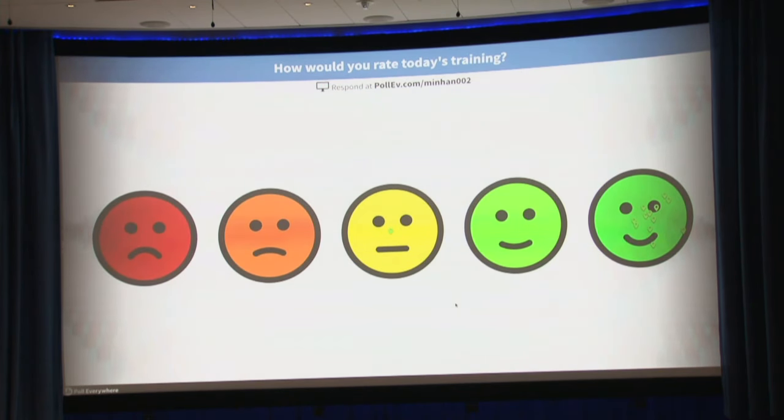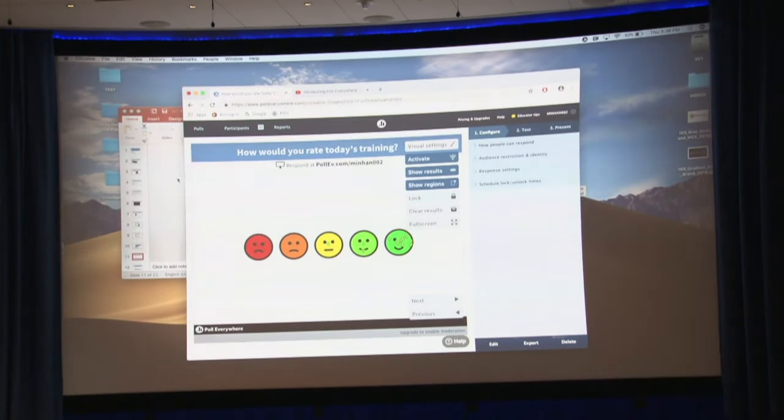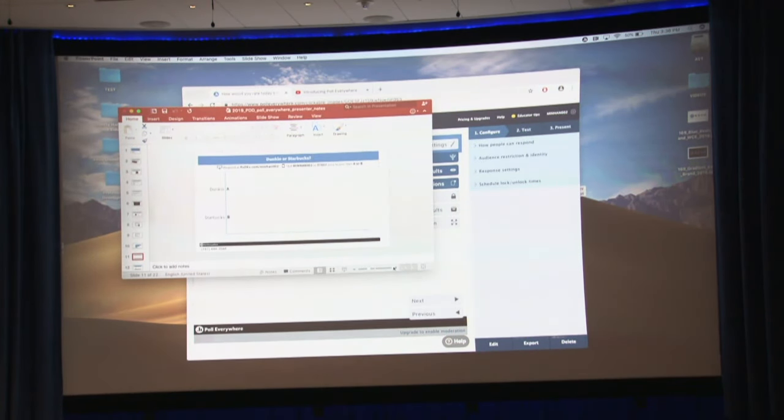In this case, again, because your feature phone doesn't have access to internet, you cannot answer these clickable image questions. But if you have a smartphone, if you have access to internet, you can answer these questions. So this is the introduction of Poll Everywhere.